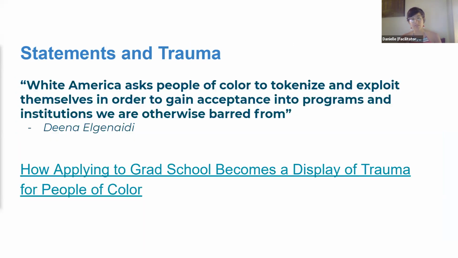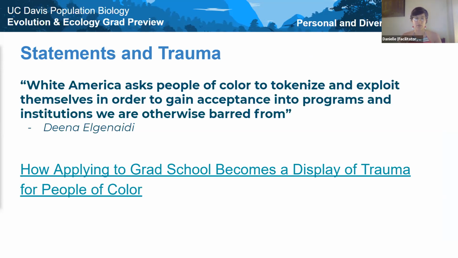And in the same vein, we also mentioned this in the workshop, we'll start by reading this quote: "White America asks people of color to tokenize and exploit themselves in order to gain acceptance into programs and institutions that they are otherwise barred from." And so, when you're writing these statements, be strategic, authentic, or a mix of both. We have some resources here on the slide if you'd like to click through that to read more about this phenomenon.